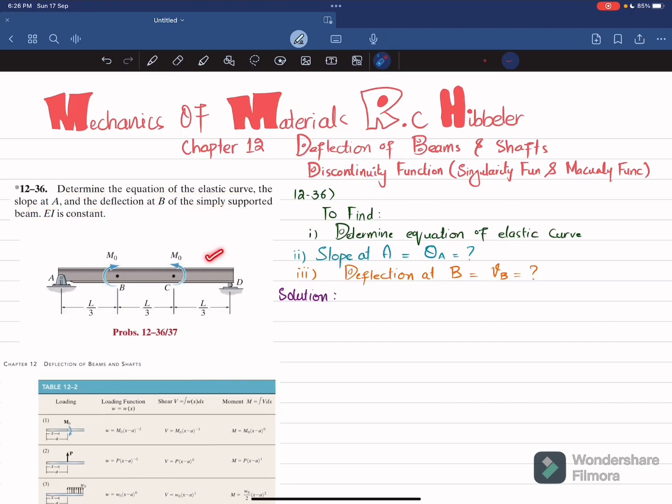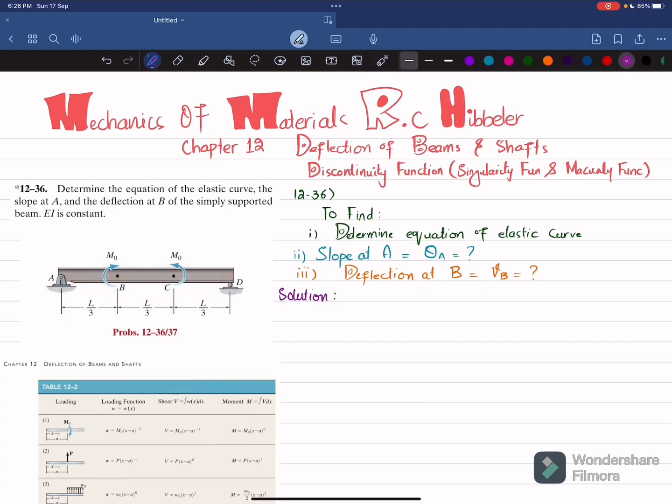EI is constant. You can see this is a simply supported beam where at point B there is a moment M0 and at point C there is also a moment M0. Due to this loading, the beam will bend like this. So we have to find the equation of the elastic curve, which is the equation of deflection, the slope at point A, which is theta A, and the deflection at point B, which is vB.